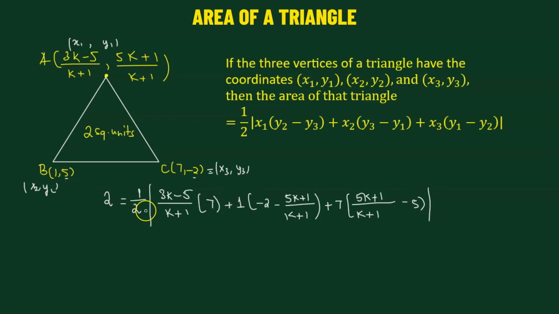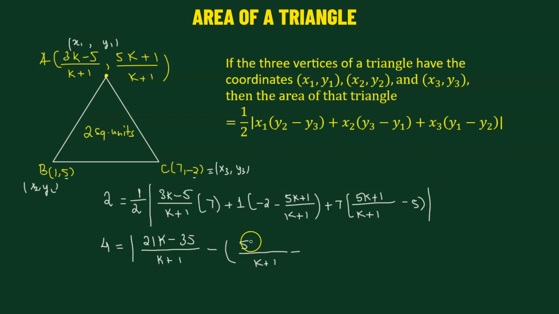Okay, now let's multiply both sides with 2. So we have 4 equals the absolute value. So we have 7 times (3k minus 5). So that's 7 times 3k, which will be 21k, minus 7 times 5, that will be 35. So we have (21k minus 35) divided by (k plus 1). Next, we'll take negative as the common factor, and then we're going to multiply 2 with (5k plus 1) over (k plus 1). So that's going to give us k plus 1.